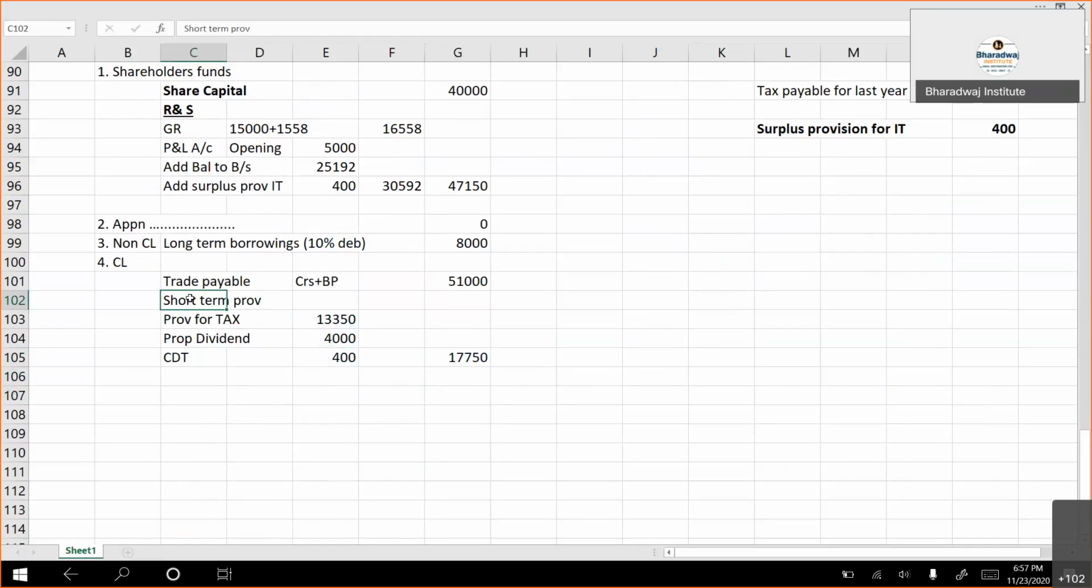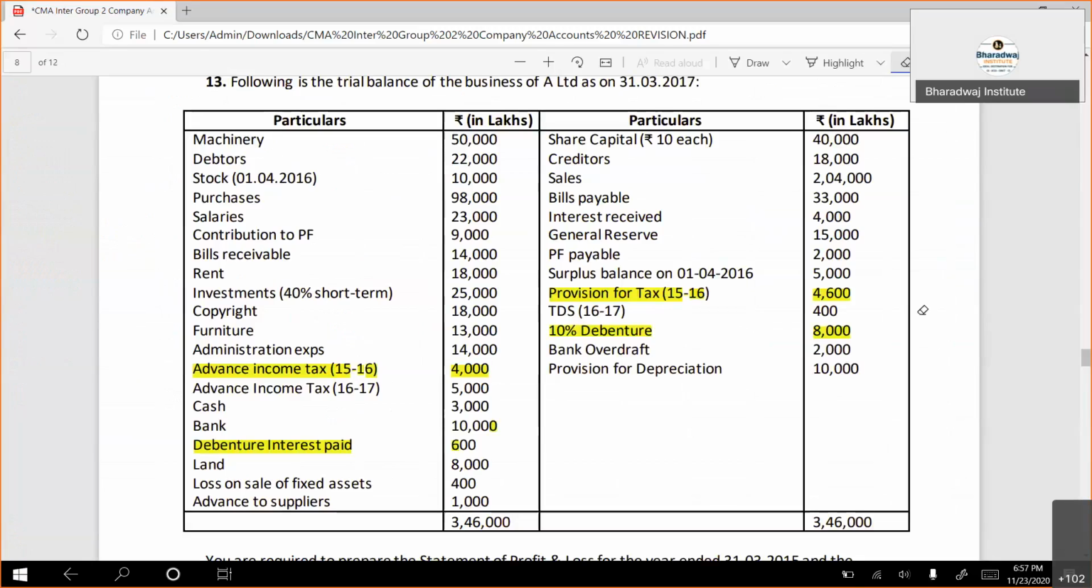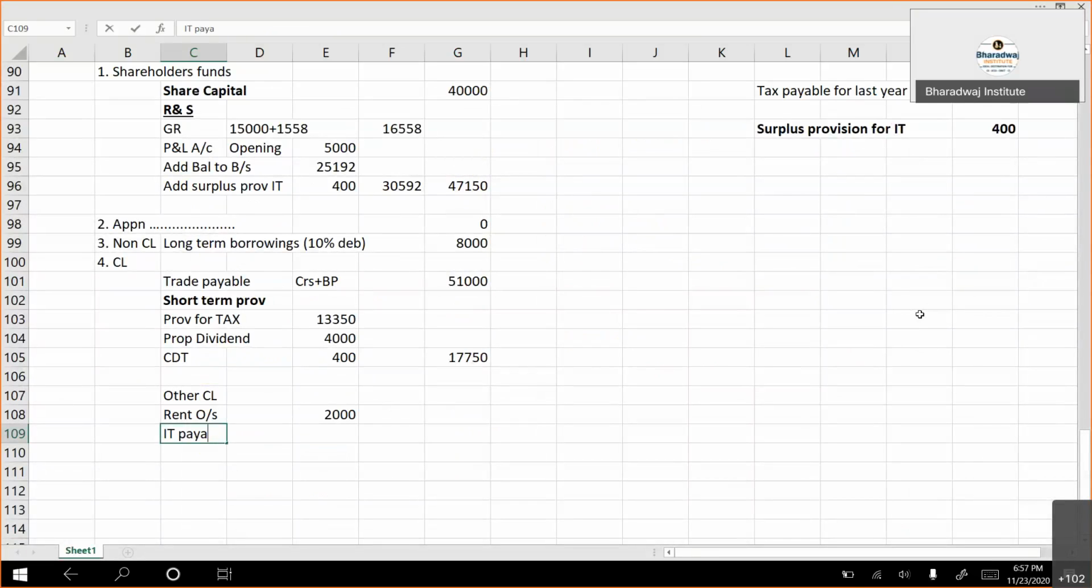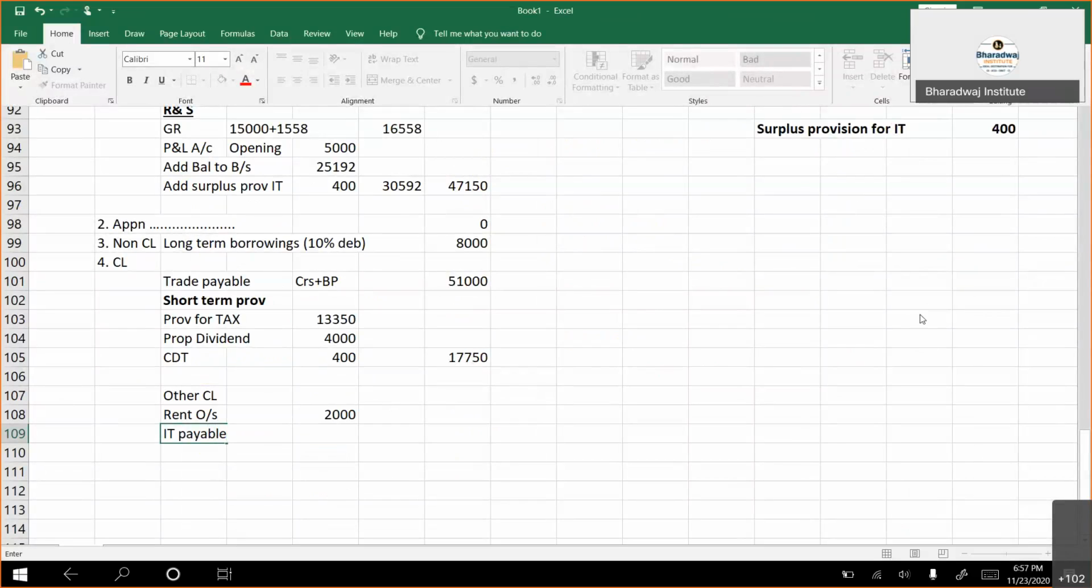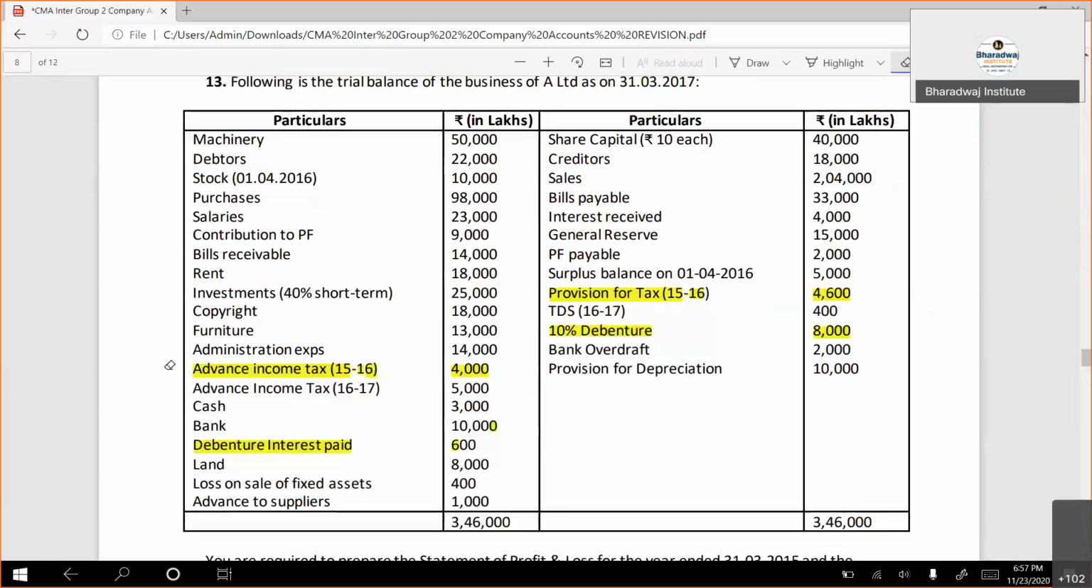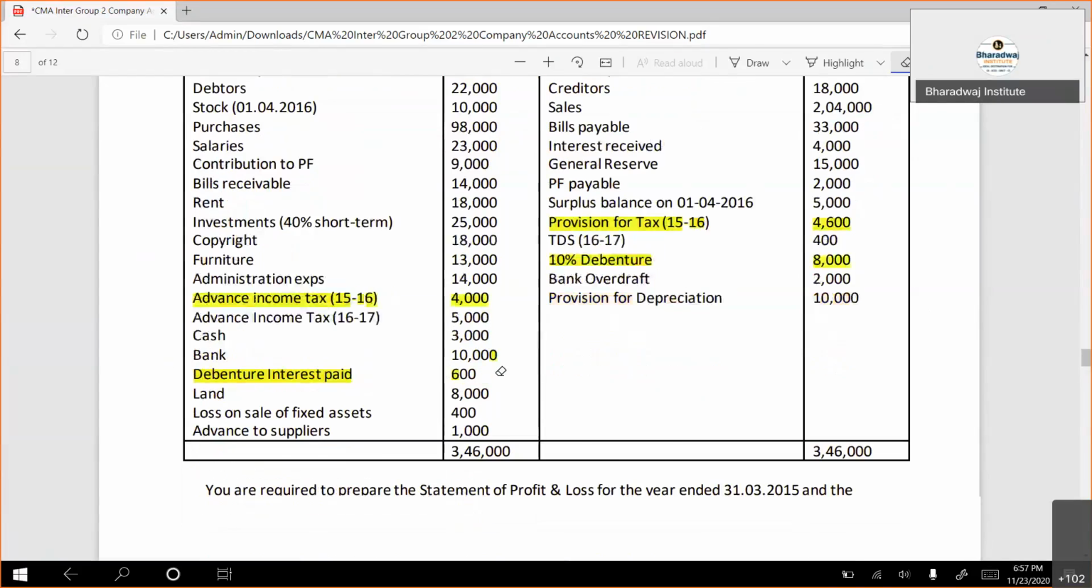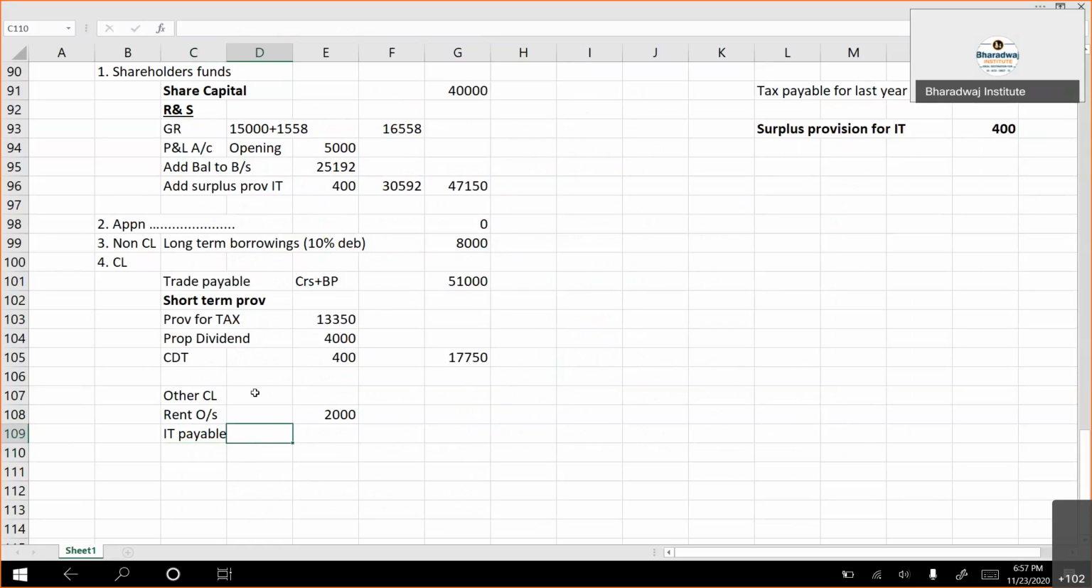Advance to supplier, we have given the advance, so that will come under current asset. Other current liabilities: what all will come in other current liabilities? Rent outstanding, 2,000. Then income tax payable. For last year, the liability is 4,200 minus 4,000 we have paid, so balance 200 will come. Then what else will come?